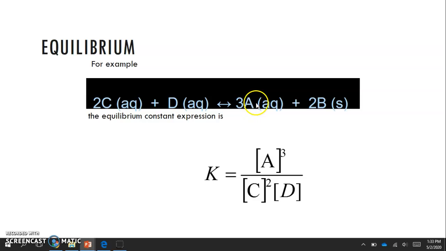A is a compound in aqueous solution. It's aqueous, plus 2B. So the 2 is a coefficient, the B is a compound. And again, this is just general, it's not specific. We're going to look at specific examples in just a minute. And then that 2B is a solid.